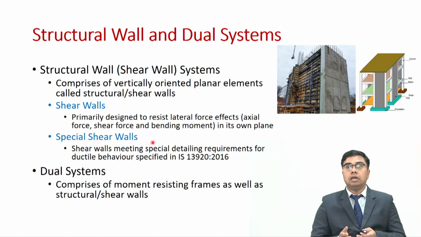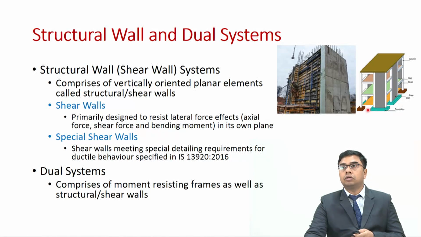Now, you can also have systems which comprise a combination of moment resisting frame as well as structural or shear walls. When do you need such dual systems? If you need to increase the stiffness along one of the directions for a moment resisting frame, what will you do? You will build a shear wall between two columns in that direction, and therefore these systems are also quite commonly used. Modern day structures, rather than being based on only structural walls, rely on dual systems.